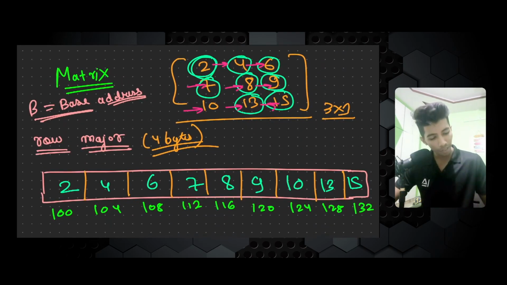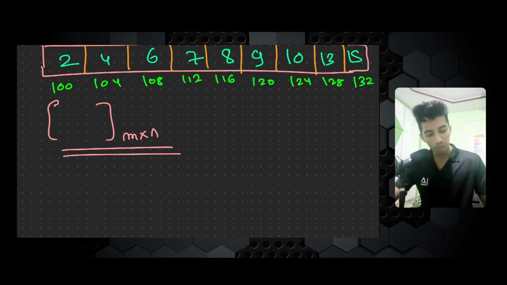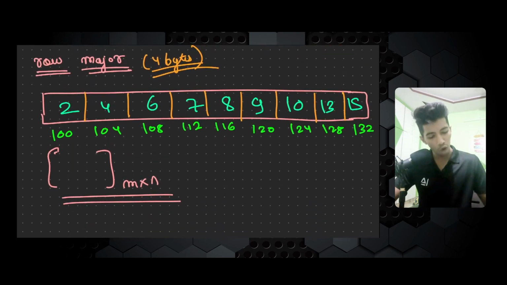Let's take a simple matrix of m cross n, and I want to traverse the rows. So we are just focusing on row major right now. How will we find the address to retrieve this value from the memory? How will we do it?